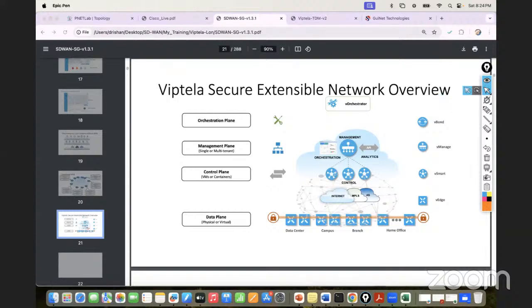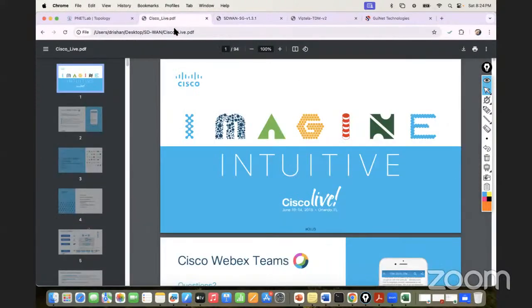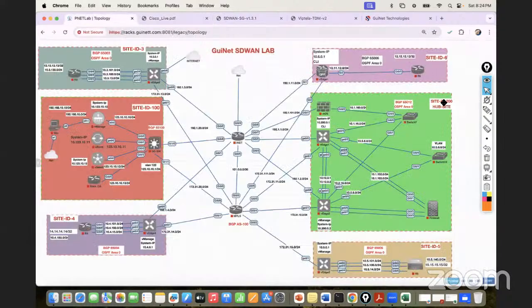Now, moving next, history of SD-WAN. Initially, when I started the session, I discussed that we have some history, right? We have the Viptela SD-WAN, we have the Cisco SD-WAN, and we have the Catalyst SD-WAN.